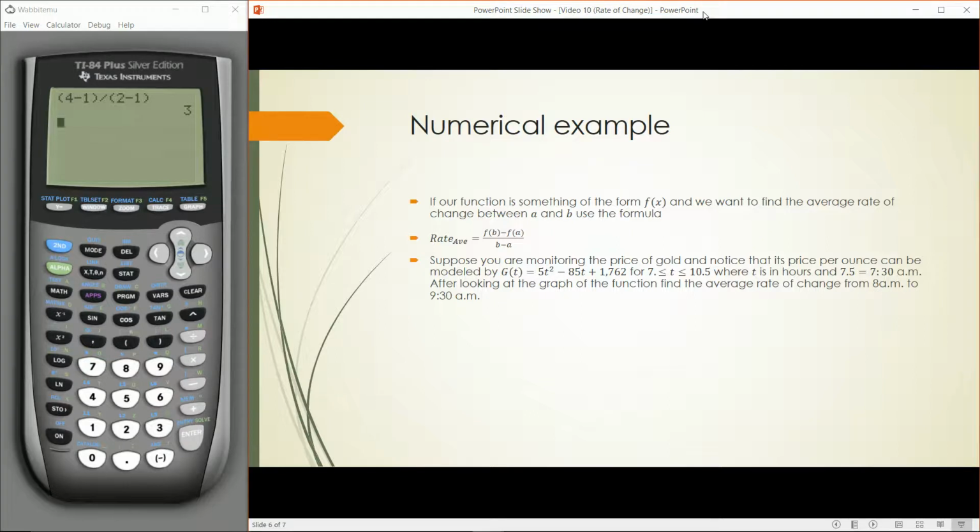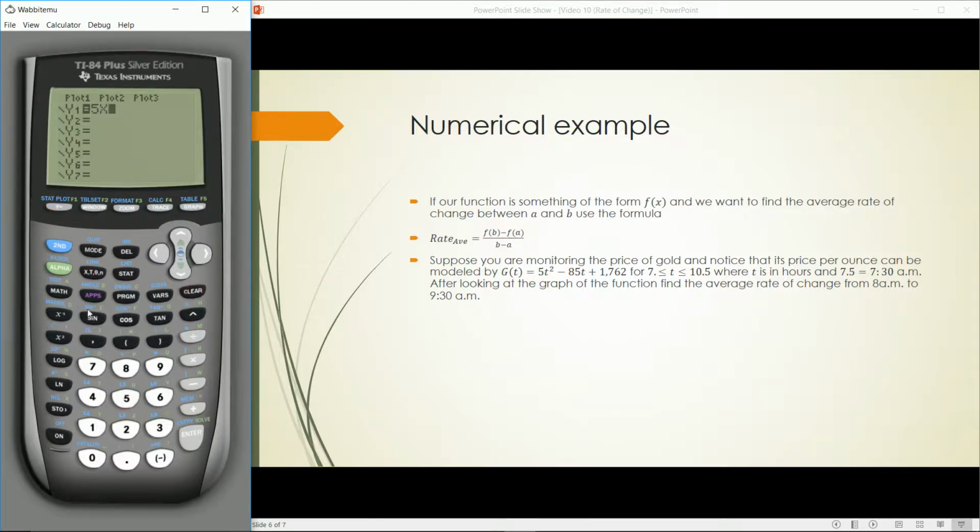So suppose you're monitoring the price of gold, and notice that its price per ounce can be modeled by this function for 7 less than or equal to t less than or equal to 10.5, where t is in hours, 7.5 is at 7:30 a.m., and then every t after that corresponds to the hour. After looking at the graph of the function, find the average rate of change from 8 a.m. to 9:30 a.m. So let's go back to our calculator, clear out the old one.